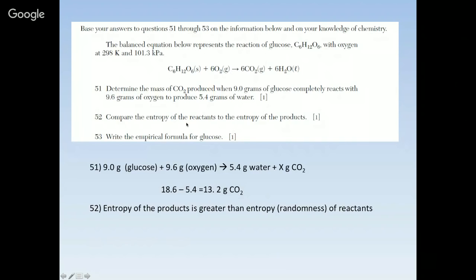And then the last one was the empirical formula of glucose. Kind of a random question in here, but remember our molecular formula shows us exactly how many of each element we have. The empirical formula is going to be the reduced version of that. So if you reduce C6H12O6, a lot of you are following along and got this one, it is CH2O. Great job.